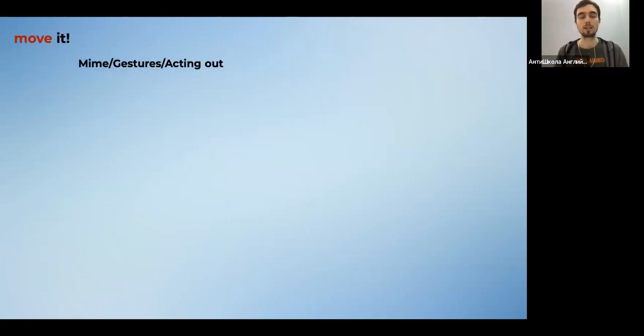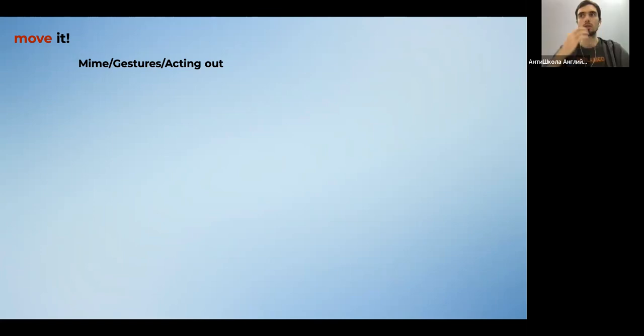Mime, gestures, acting out, sometimes cool, sometimes not, sometimes understandable, sometimes not, but still it's a good way to present different words. Like what, for example? What kind of words can be presented using gestures, mimes, acting out? Some emotions. Emotions, yes. Emotions are good for that. Absolutely. You can do no matter what with your face, right? Plus your hands. Actions, like drink, or read a book if you take a book in your hand. Yes, absolutely. So, it's actions, emotions.